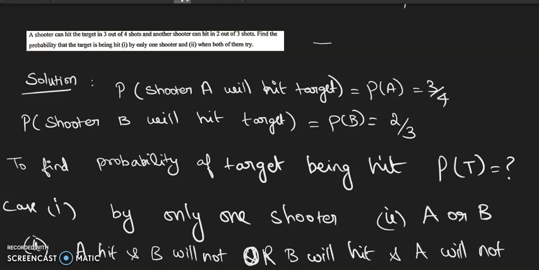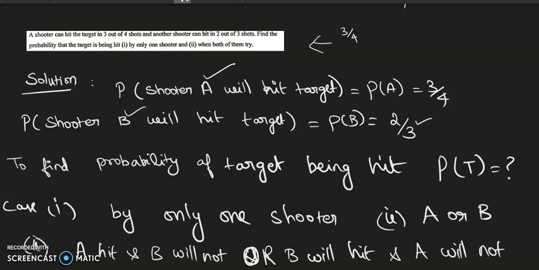See this question. A shooter can hit the target in 3 out of 4 shots and another shooter can hit 2 out of 3 shots. Okay, so out of 3 shots, he will hit the target 2 times. So I'm just naming the first shooter as A, the second shooter as B.